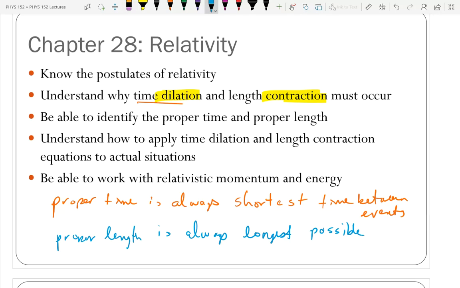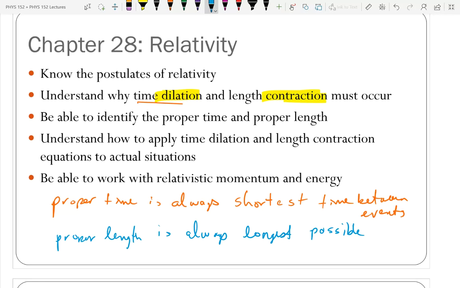So just the inverse rule. How do you determine if you don't have something that says one of these two is proper? How do you go through and determine if something is proper? For time, it's a proper time measurement if the clock is stationary with respect to the events. So for instance, my heart rate is going to have a proper time for the time between beats if it's a clock that's stationary with respect to my heart.